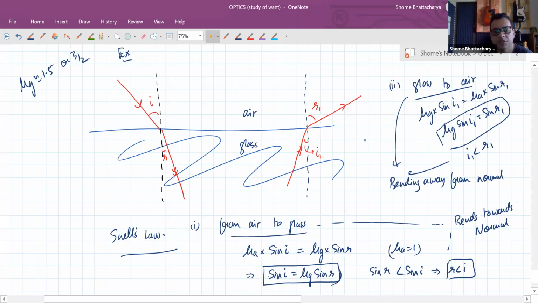Yes, Piyush, we will be studying, but that will be at a later stage. That is part of the next chapter of optics called wave optics. Here we are doing geometrical optics, which is to do with reflection and refraction only.